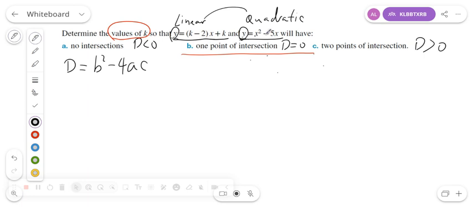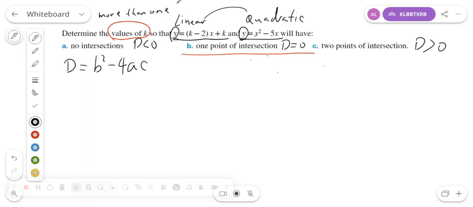But let's go back a little bit to the question. We don't really care about the value of x and the value of y, because the question is asking us to find the value of k or values of k. It could be more than one value. You can see here it is more than one, otherwise it would just say value instead of values.